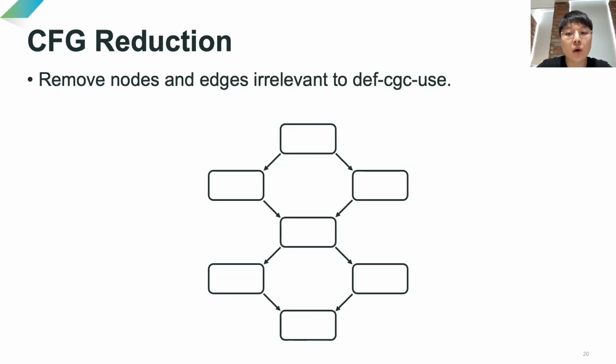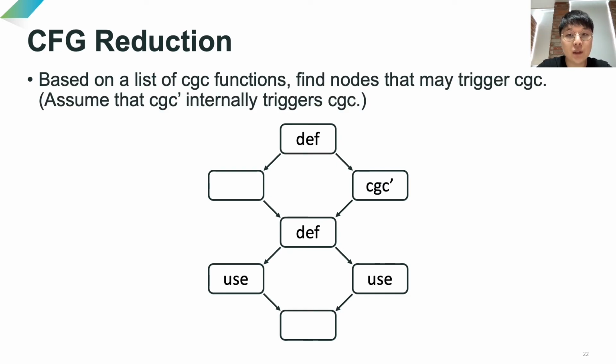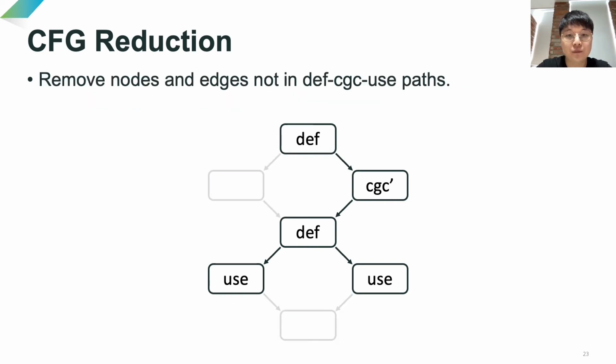The primary goal of CFG reduction is to remove nodes and edges irrelevant to use pairs so that analysis is faster. We find which nodes define or use unrooted pointers by checking whether their instructions define or use unrooted pointer typed values. We also find nodes that may trigger compacting GC functions based on the list of the GC functions. In this graph, we assume that CC prime internally triggers CGC.